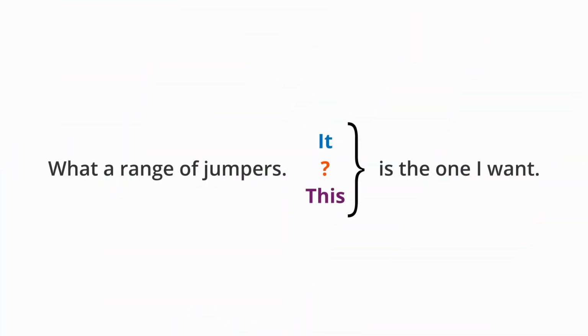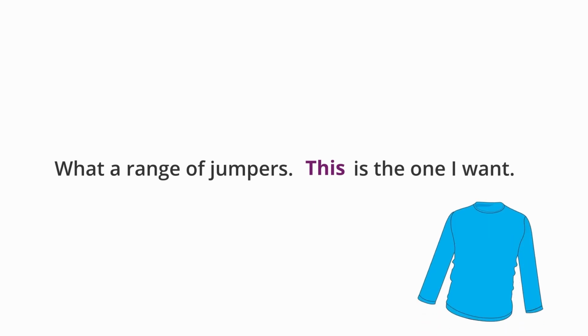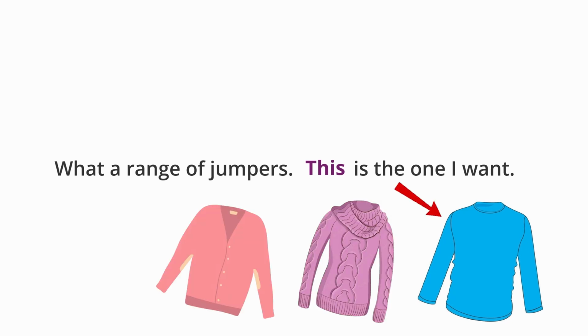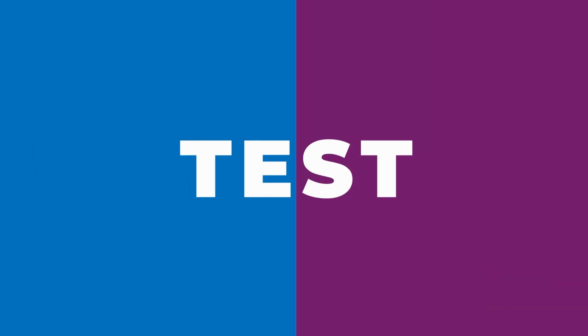Let's take a look at the first example again. The correct answer is this. What a range of jumpers. This is the one I want. In this context, we're using this to identify a specific jumper from the range of jumpers. Now, time to test your understanding with a short quiz.